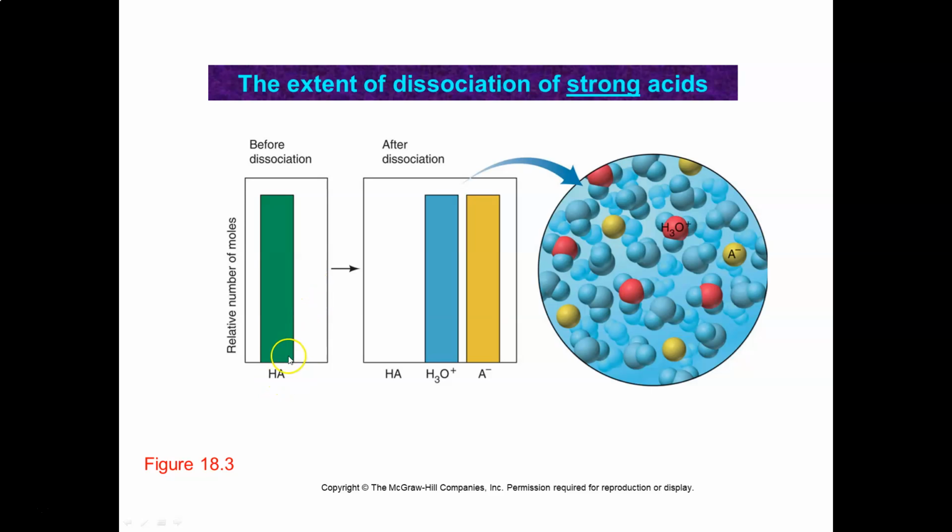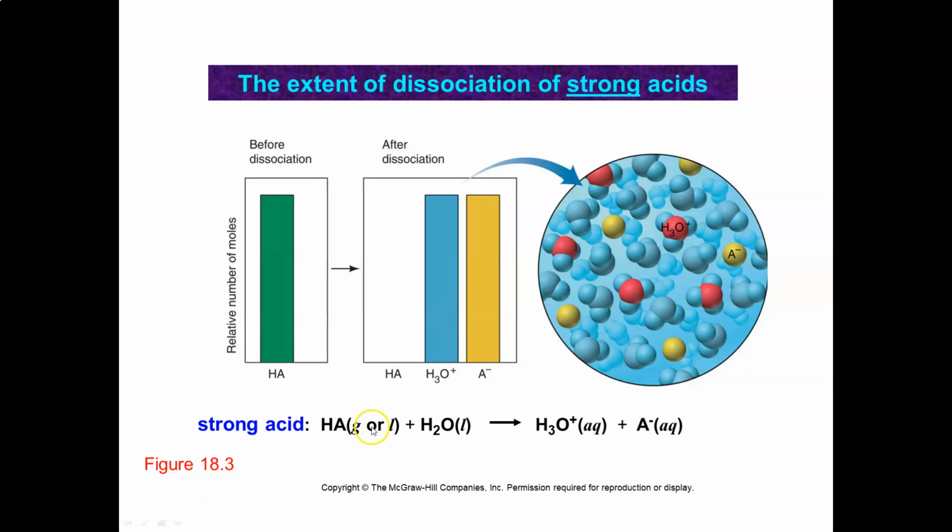So if we have generic acid HA, the relative number of moles is here. Some amount of moles of acid is being placed in water. Look what happens. Once you mix it with water, it dissociates, and you have none of the HA left at all. It is completely dissociated into its ions. So let's take a look at an equation for this.